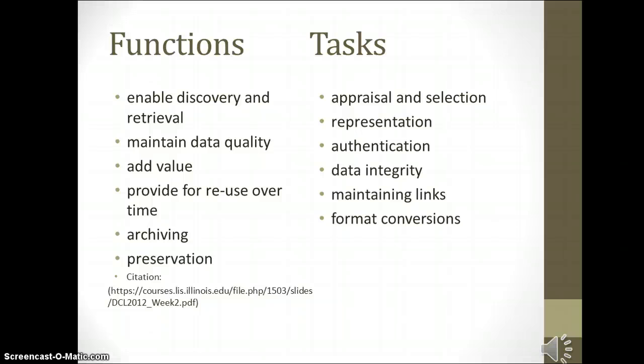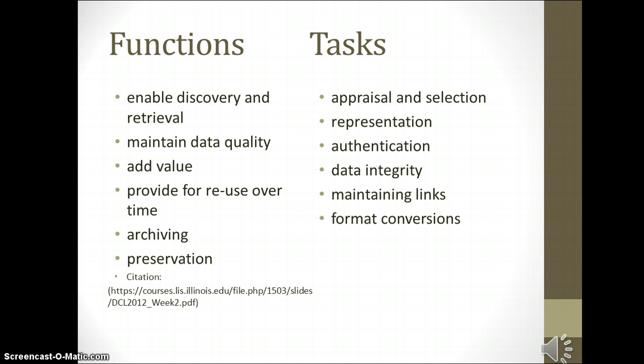Let's continue by looking at some of the functions and tasks associated with data curation. One function is to enable discovery and retrieval of data. This is done through metadata, which we will discuss more later. Also, we aim to maintain data quality and add value to it over time. We want to provide for the reuse over time by archiving and through means of preserving.